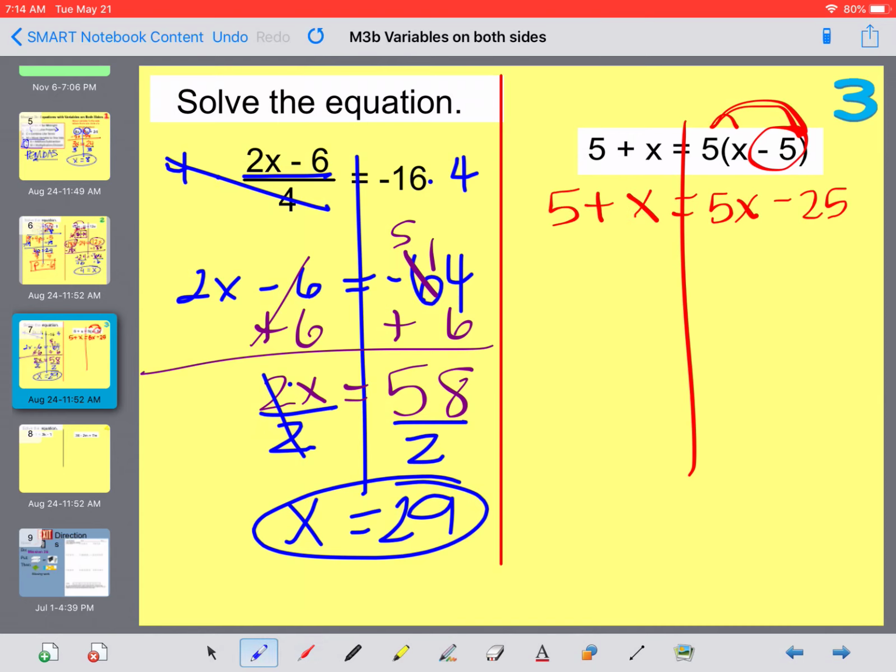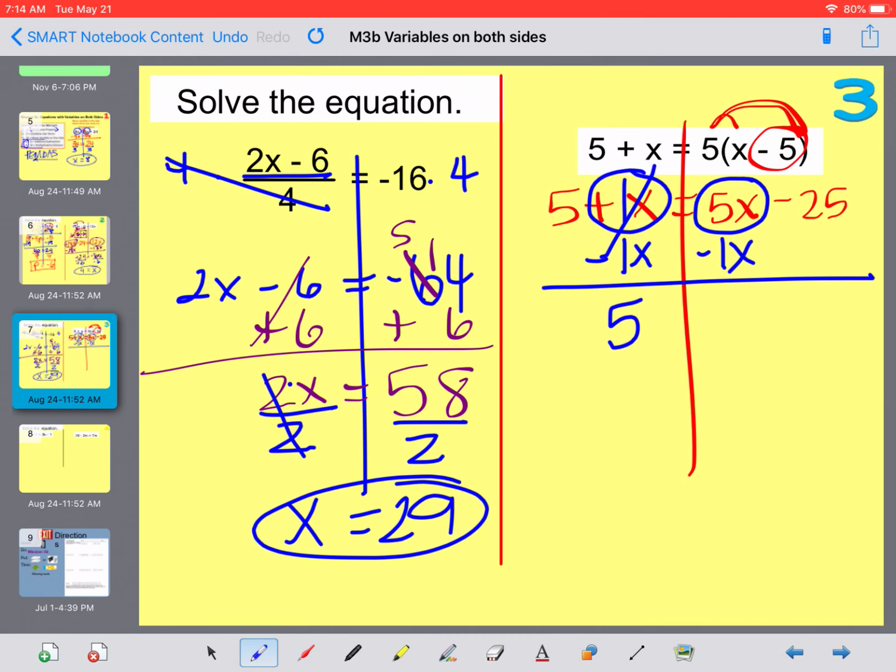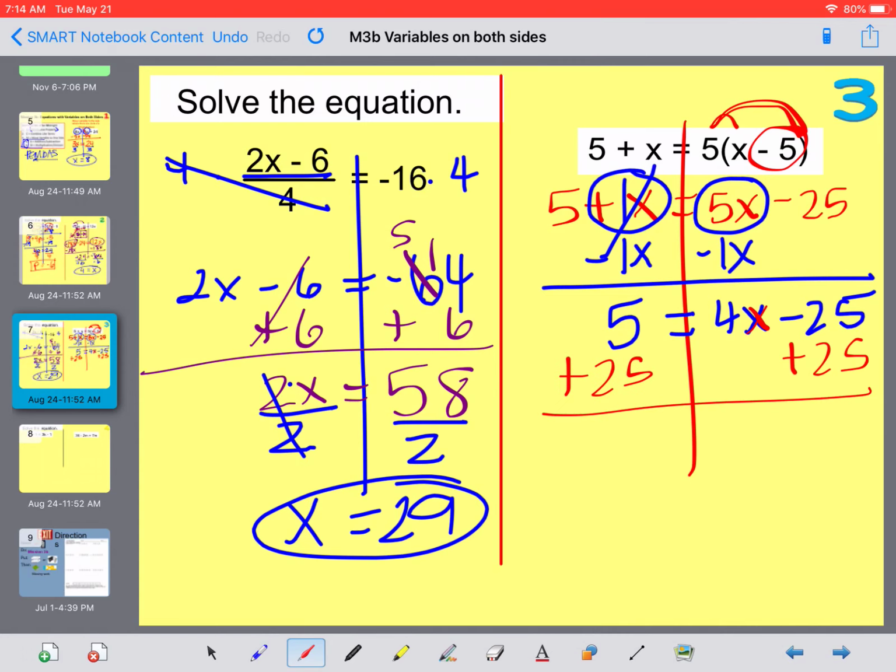And now we need all the x's on the same side. This is really 1x. So I'm going to move this 1x instead of the 5x. So subtract 1x because it's positive. And we have 5 equal to now 4x minus 25. And our goal is to get x by itself, so get rid of adding and subtracting. I'm going to add 25. And we have 4x equal to 30.